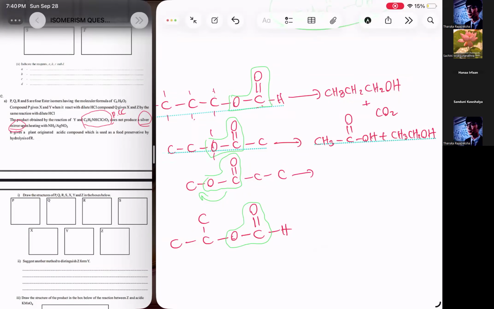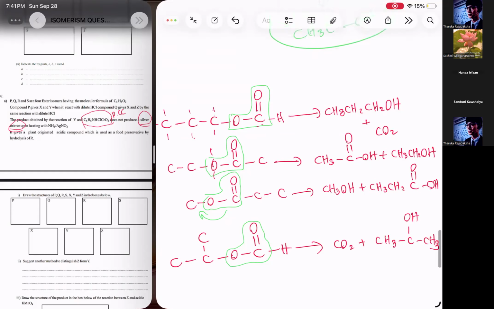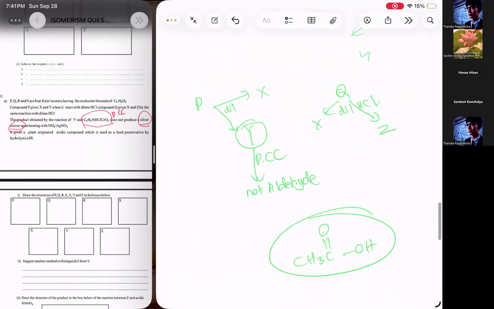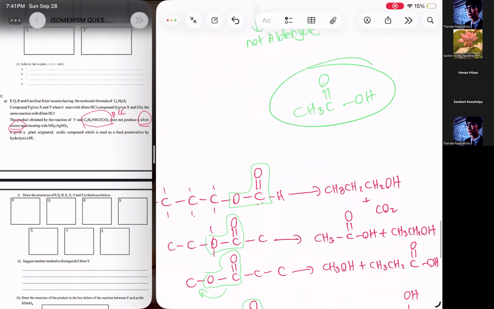The next one will give CH3OH, methanol, and CH3CH2COH. This one will again give carbon dioxide plus CH3COH. Okay, now let's see. Compound X and Y, when it reacts with dilute HCl, gives compound Q. Now you can see P gives X and Y, Q gives X and Z. So P and Q should give the same compound.